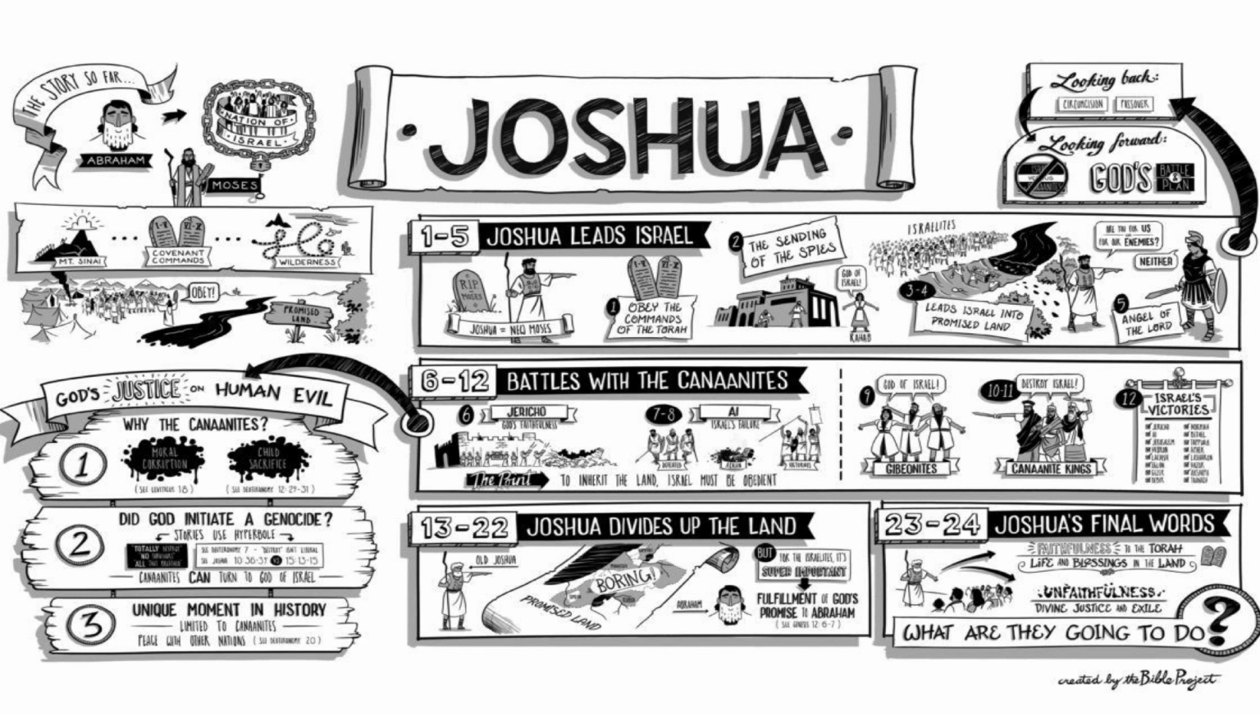Chapters 1 through 5, we'll see another chart here in a minute that shows this a different way. Joshua leads Israel. Joshua is maybe thought of as the new Moses. It's always hard to come in behind someone that has been highly successful. I don't envy anyone in that task.